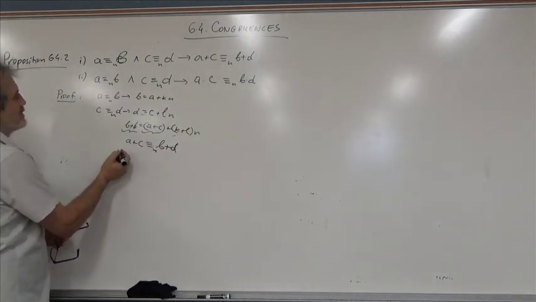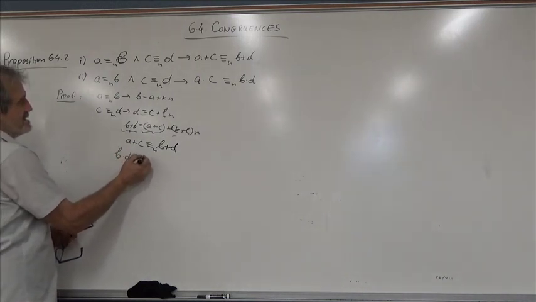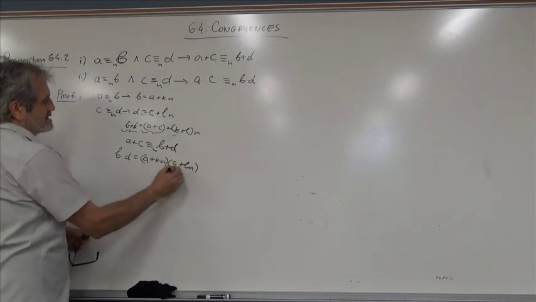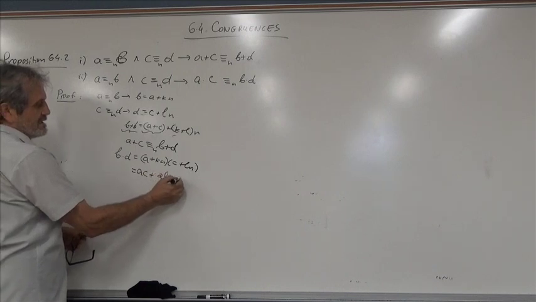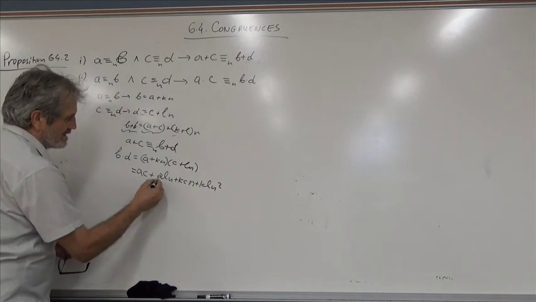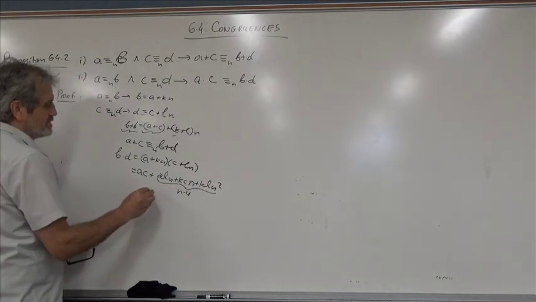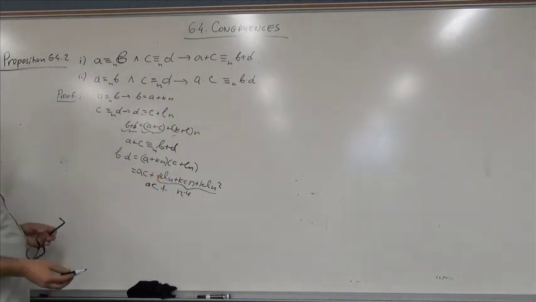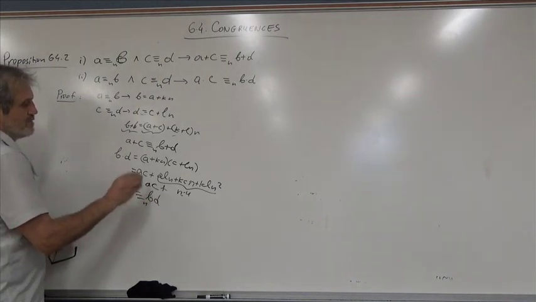Also, if I multiply them, what do I get? B times D is (A plus kn)(C plus ln), and then I get AC plus Aln plus kCn plus kln squared. Obviously, this is a multiple of n. This is n times u, so AC plus n times u, because I can factor out n. So AC is congruent with BD modulo n.